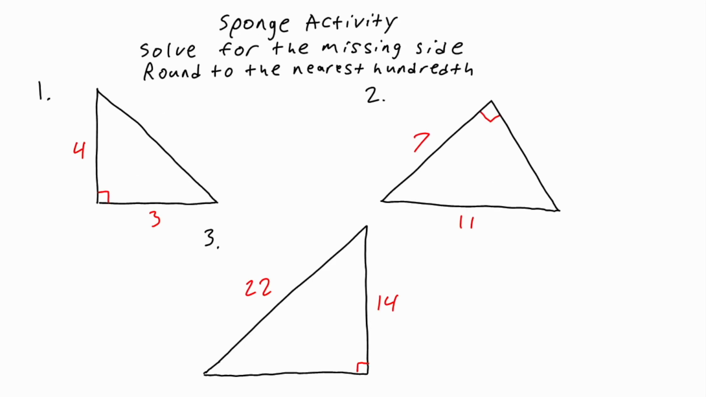All right, now time for the sponge activity. So for these three problems, I want you to solve for the missing side and round to the nearest hundredth. All right, that's it for this lesson.